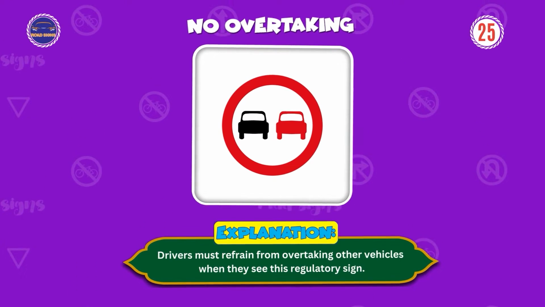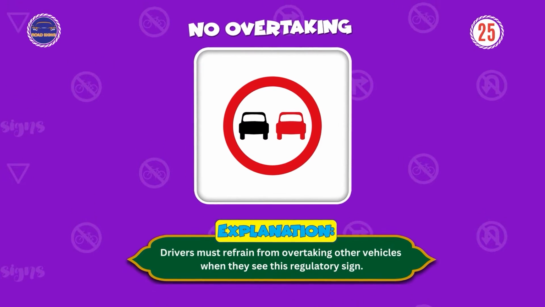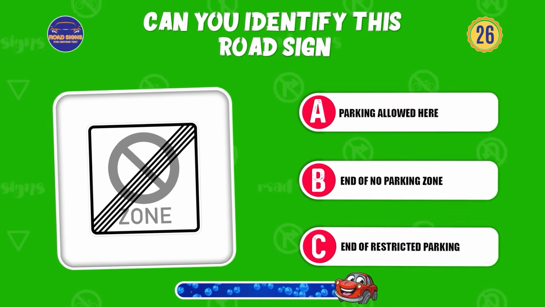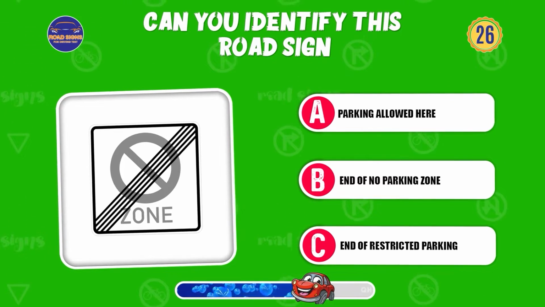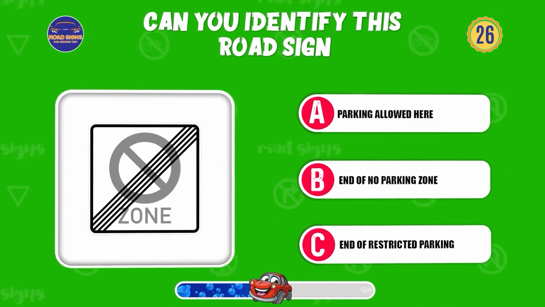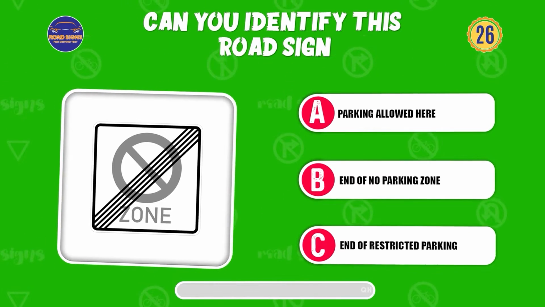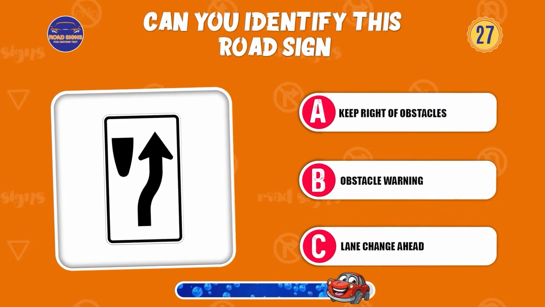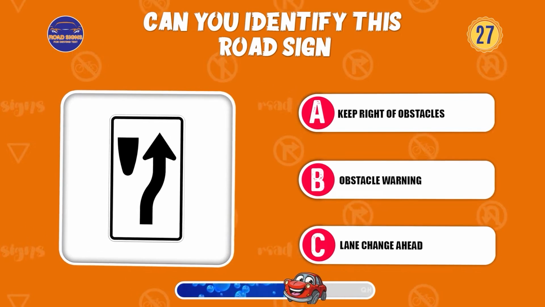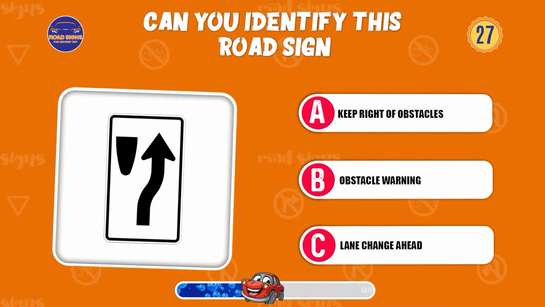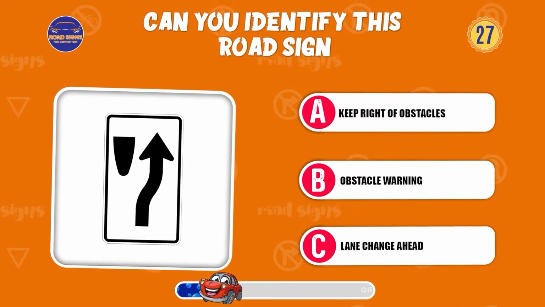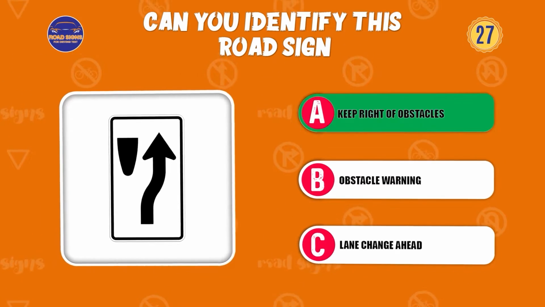This is the no overtaking sign. It instructs drivers not to overtake other vehicles. What does this sign tell drivers? B. End of no parking zone. What does this road sign mean? A. Keep right of obstacles.